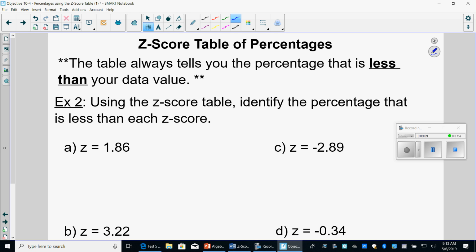Let's look at part A. Z equals 1.86. So, if we're reading our z-score table, what am I going to read down the side? 1.8. Does that make sense? You're going to read the tenths down the side. So go down to 1.8. Everybody do this with me so you know how to read it. What are you going to go across to up top? 0.06. So 0.9686. Now be specific with me. What is that?